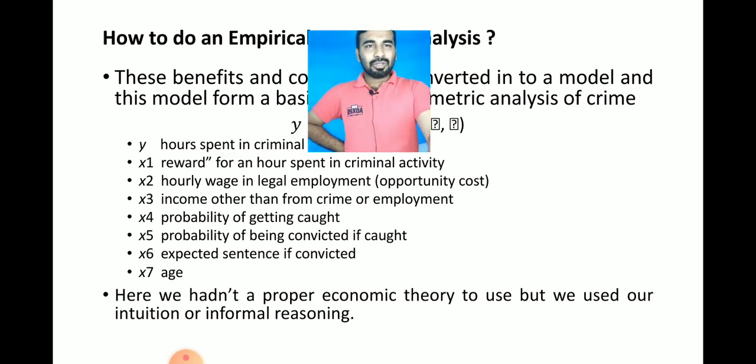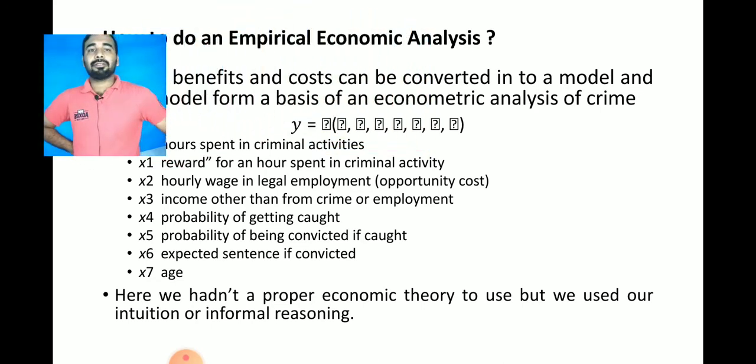Okay, then the next one is the probability of getting caught. If the probability of getting caught is very high, if a criminal activity has been done, then there is a greater possibility of the police capturing that person, so the criminal activity will be very low. There is a negative relationship between criminal activities and the probability of being caught. If the probability of being caught is very high, then the criminal activity will be very low.